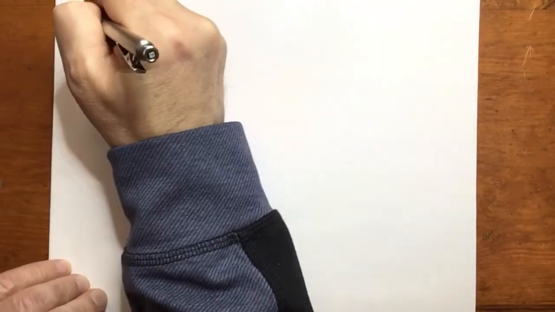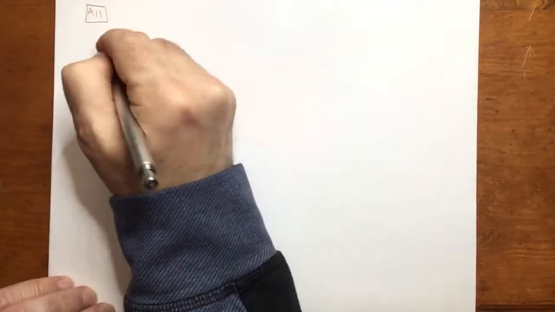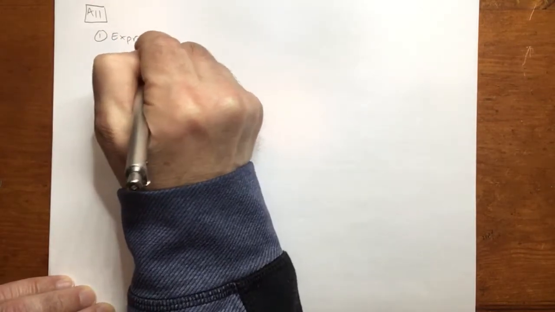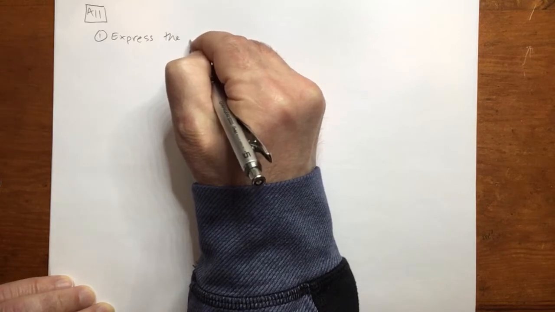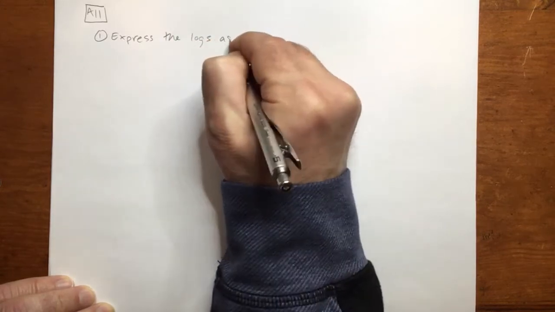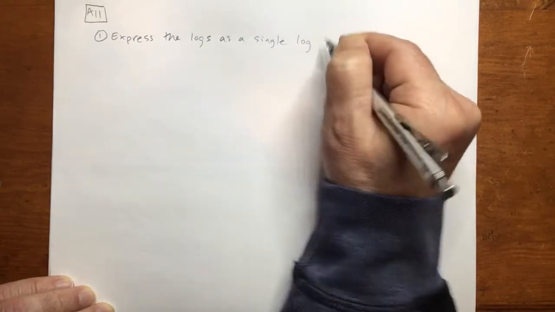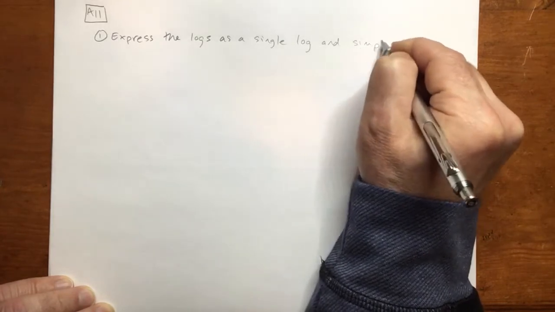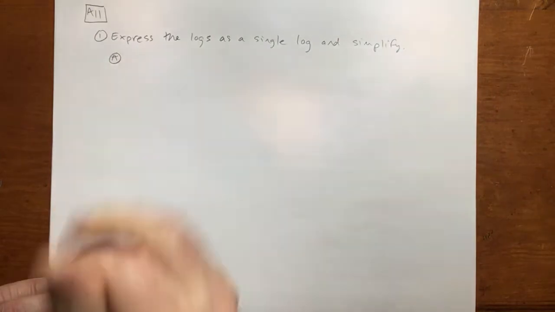This is video A11. We're going to continue with log properties, and now we're going to learn how to use them. Okay, our first type of problem will be to express the logs as a single log and simplify if possible. Okay, so 1a.